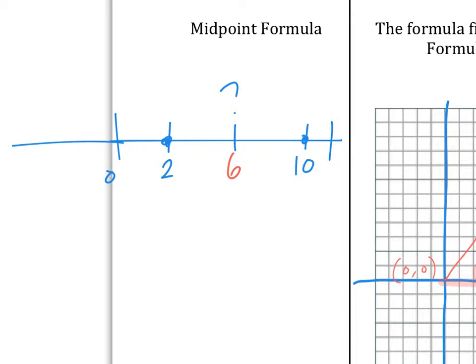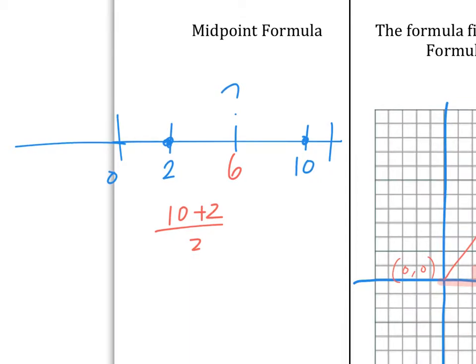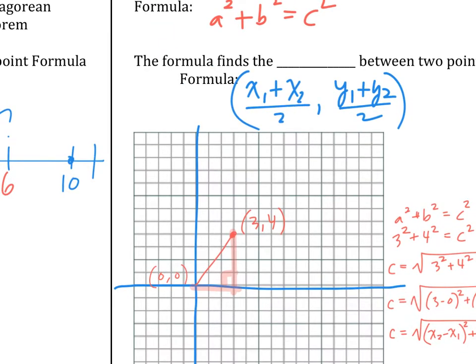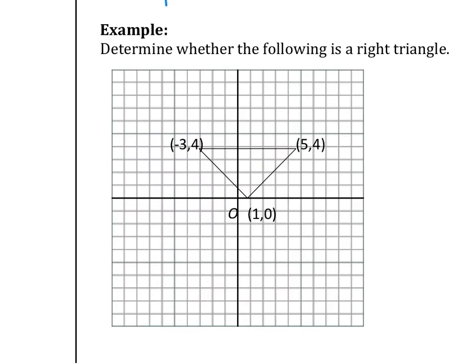So how do you actually get that point? 10 plus 2 divided by 2. So in the middle, you take this current one plus that one and then divide it by 2. Good? Okay, so that is the midpoint formula. So this is to find the middle between 2 points.